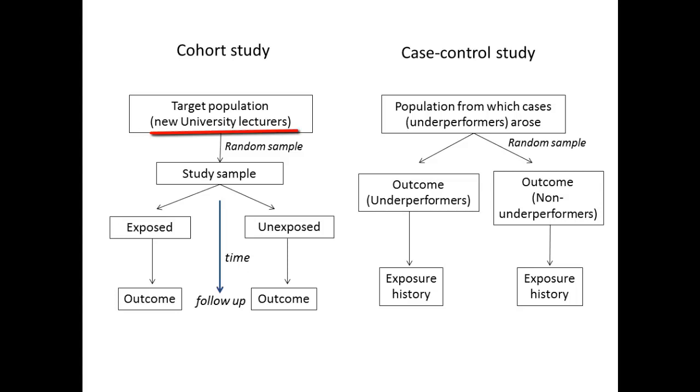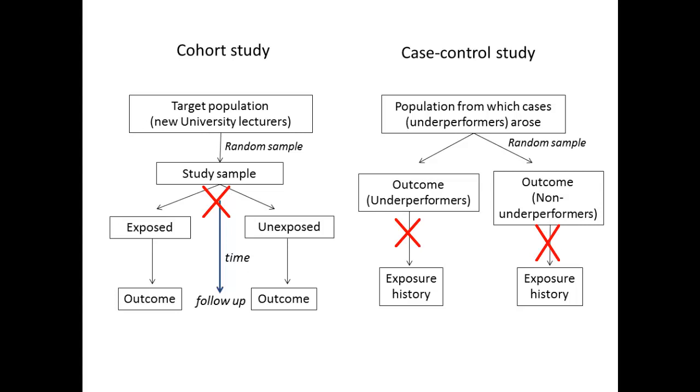So with this design, our target population was new lecturers because they'd not yet had time to underperform or to have the outcome yet. So following on from the video on sampling processes, there is a random element to how individuals are sampled from the population in both these observational studies. However, the missing feature that prevents causal inference in an observational study compared to a randomized experiment is that there is no random assignment of the exposure.